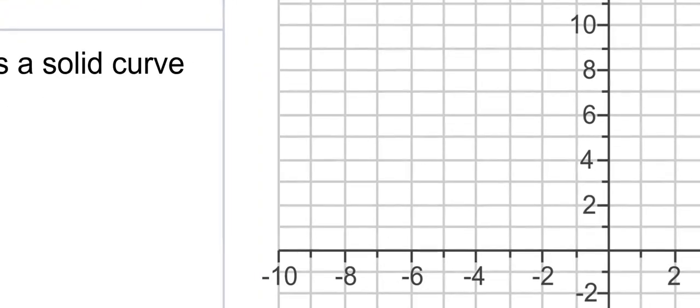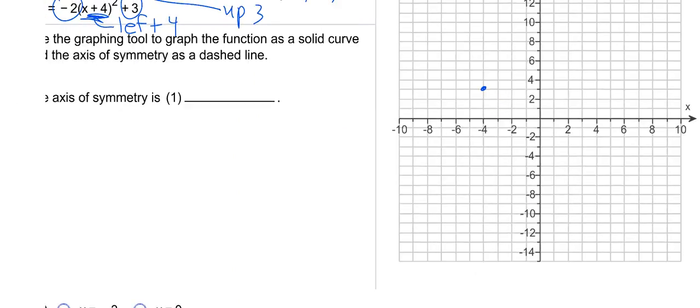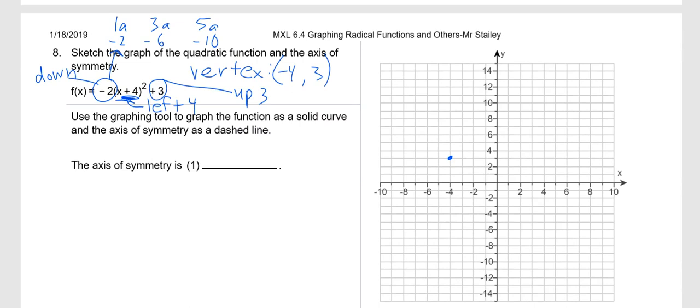So find your starting point. Graph it. You know that 1A is negative 2, 3A is negative 6, 5A is negative 10.